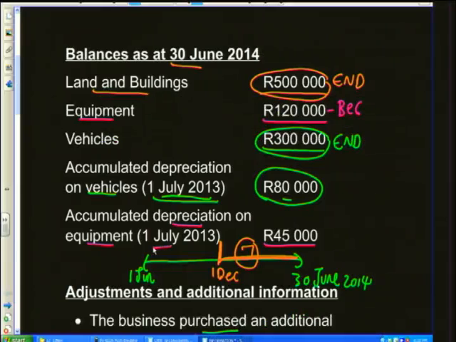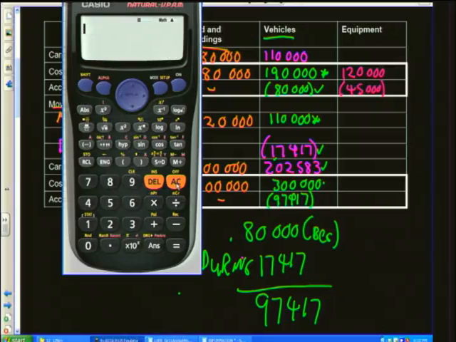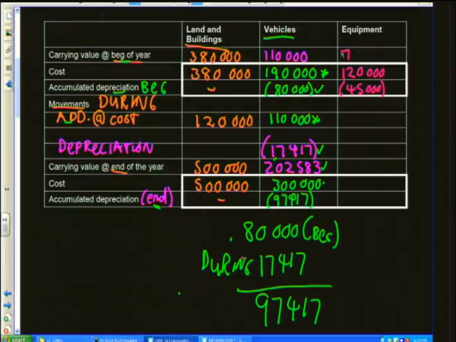So on equipment, 1st of July, which is obviously still the beginning of the year, we've written off 45,000. So let's fill that in. Remember, do not forget the brackets, guys. 45,000. Right, my cost 120,000 minus my accumulated depreciation is going to give me my carrying value. Okay, so minus the 45. And at the beginning of the year, our equipment is worth 75,000.